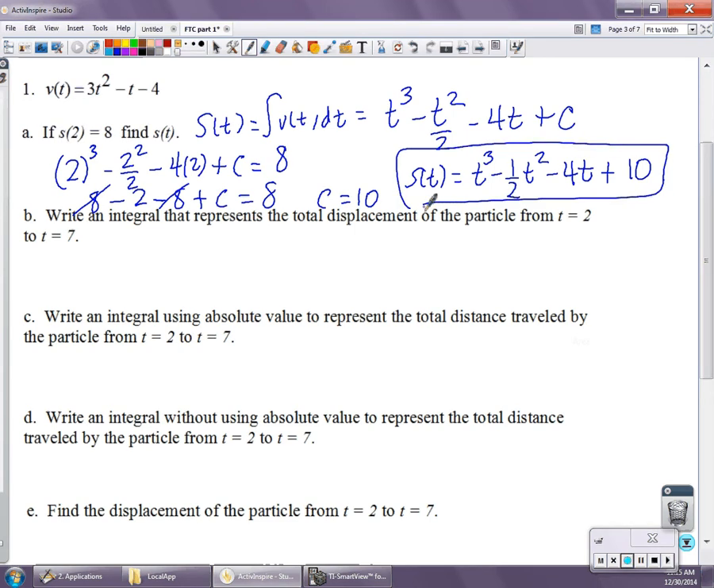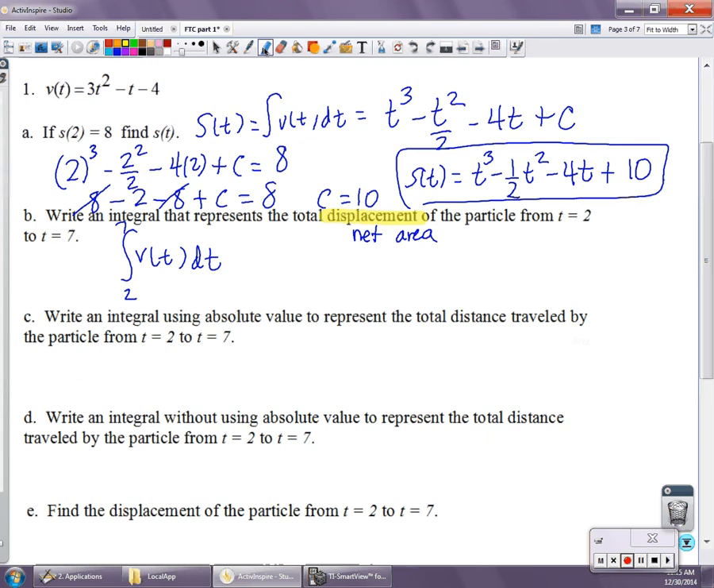Write an integral that represents total displacement. The key word here is displacement. Remember, displacement is a measurement of net area accumulated under the velocity curve. We're starting at 2 and stopping at 7, and we do not want to change the sign of any of those areas. So this would simply be the integral from 2 to 7 of v of t dt, and that would give me the total displacement of the particle. Not knowing whether there's negative area or positive area doesn't really matter for displacement.